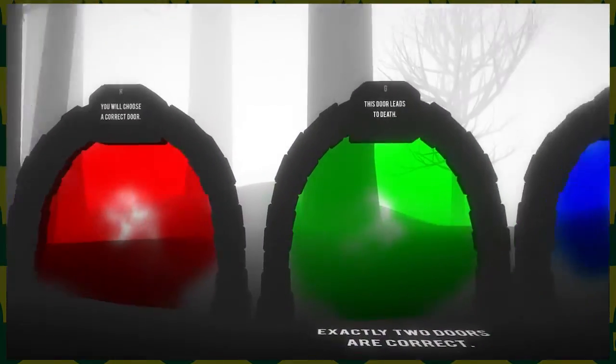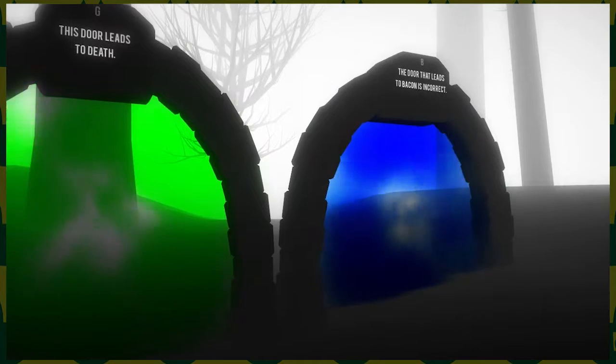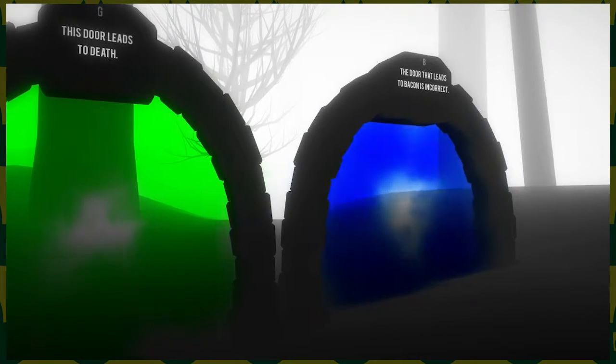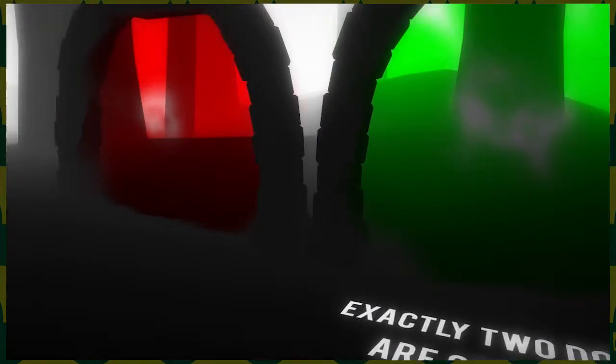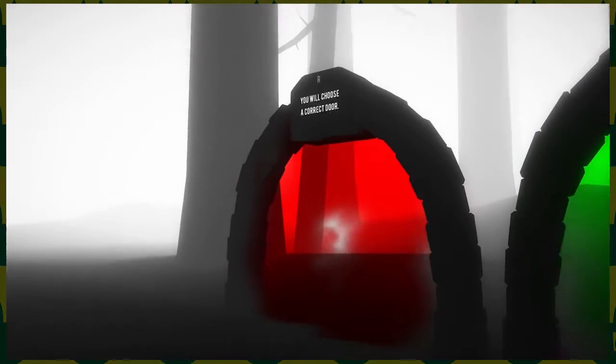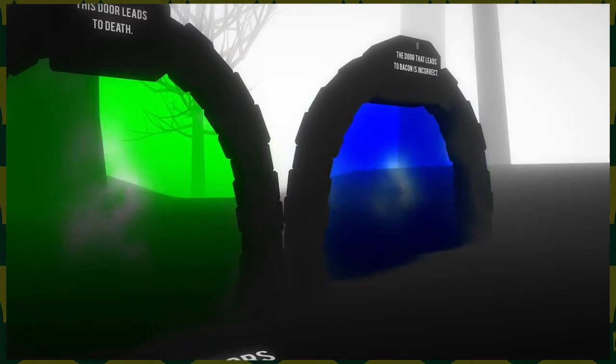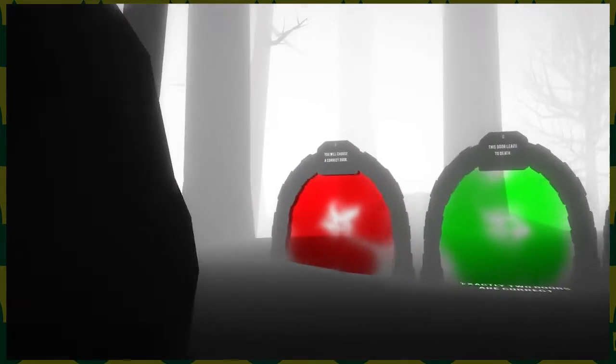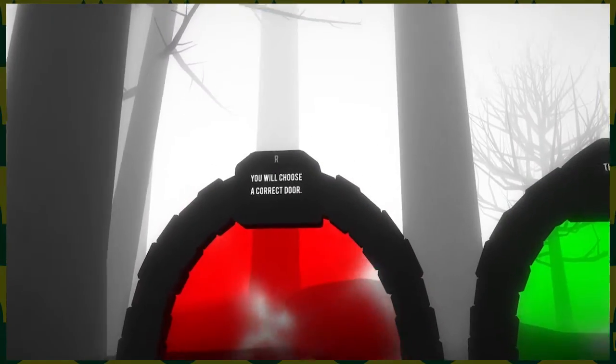You will choose a correct door. This door leads to death. The door that leads to bacon is incorrect. Okay, exactly 2 doors are correct. You will choose a correct door, and this door, the door that leads to bacon is incorrect. Oh. I swear that was gonna be right. I misunderstood this. Duh. Well, I can't choose this one.